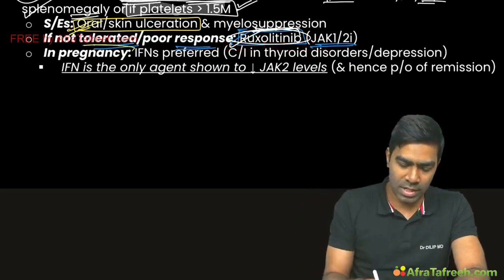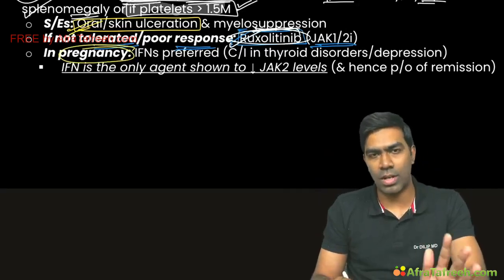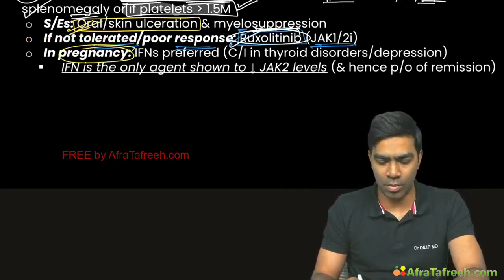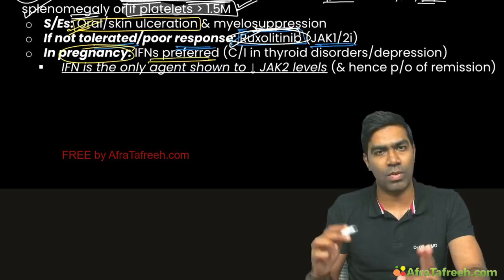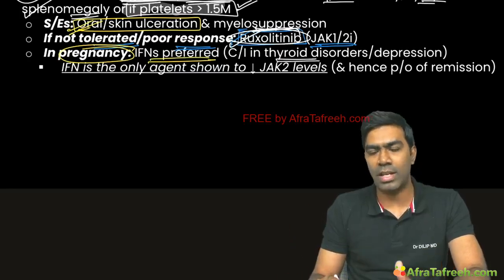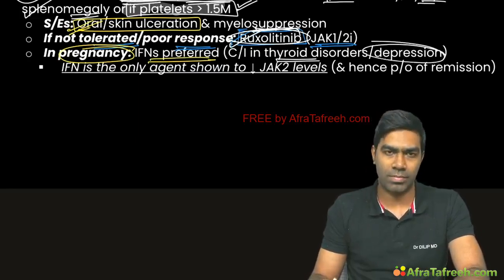In case the patient is pregnant, you cannot use hydroxyurea. Hydroxyurea is contraindicated in pregnancy. You cannot use ruxolitinib. It's also contraindicated in pregnancy. The only way out is interferons, like what we have discussed in CML. But interferons are contraindicated in thyroid disorders, especially hypothyroidism, and in patients who are depressed.